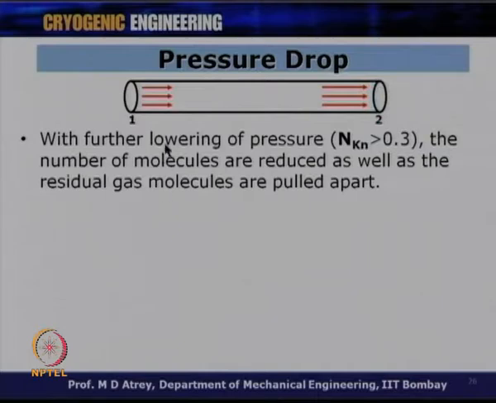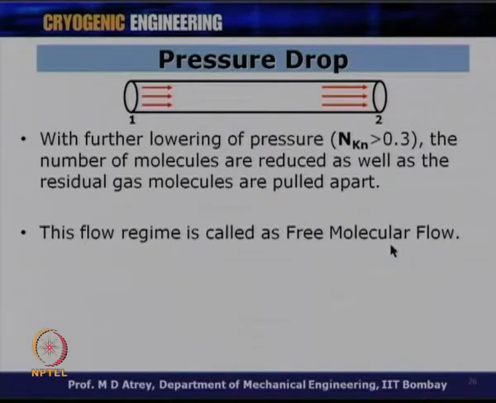Let us go down in pressure further, so that the Knudsen number will be more than 0.3. With further lowering of pressure, when the Knudsen number is more than 0.3, the number of molecules is reduced, and the residual gas molecules are pulled apart. We have seen earlier that the lambda value has increased, and therefore the path between two collisions has become comparable with the characteristic dimension. The pressures are less, and the distance between the molecules will increase. This flow regime is called free molecular flow.